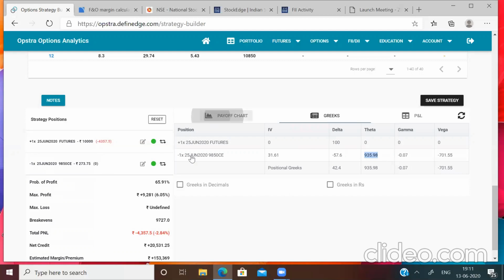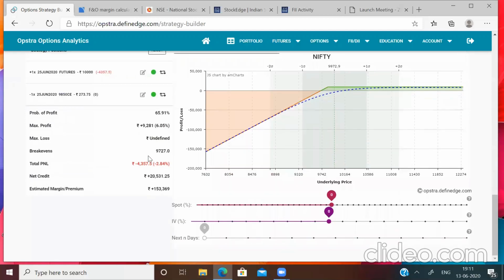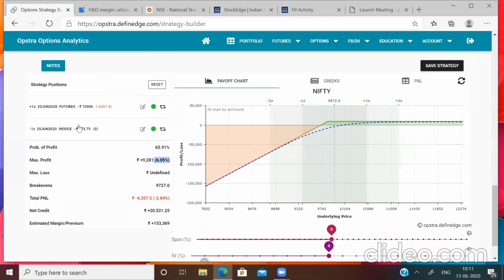Now let's understand the break even of this trade, which should be 9,727, which means you can hold till the downside up to 9,727 to protect your losses, right? The maximum profit you can earn is up to 6% of this trade, and net credit can be 20,531, in case it closes above 9,850.